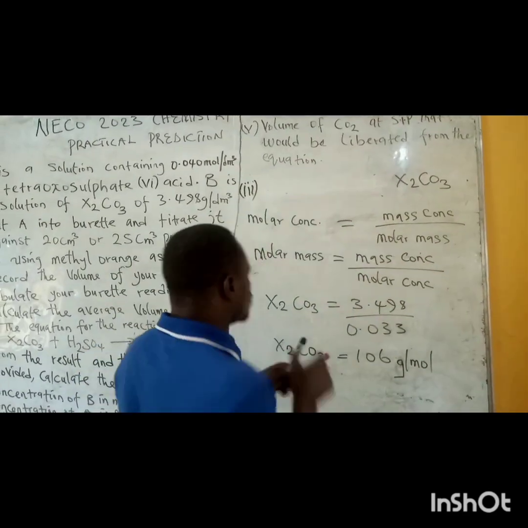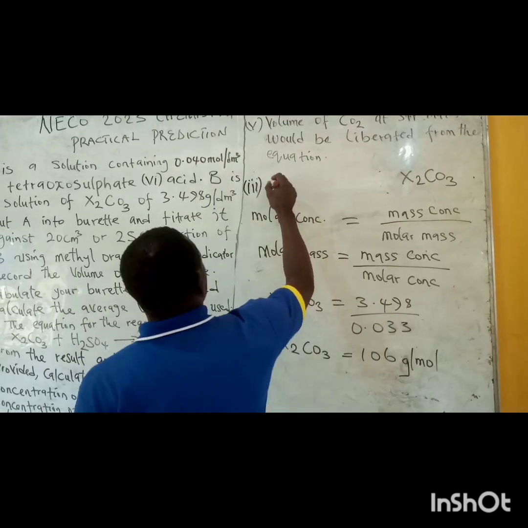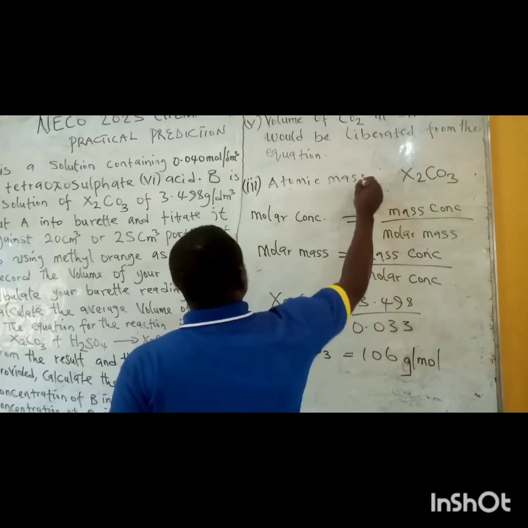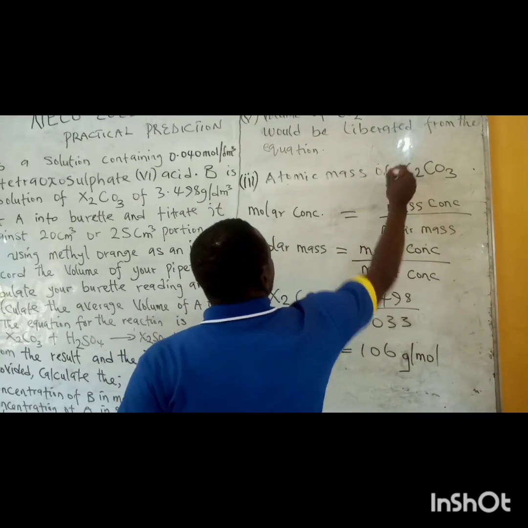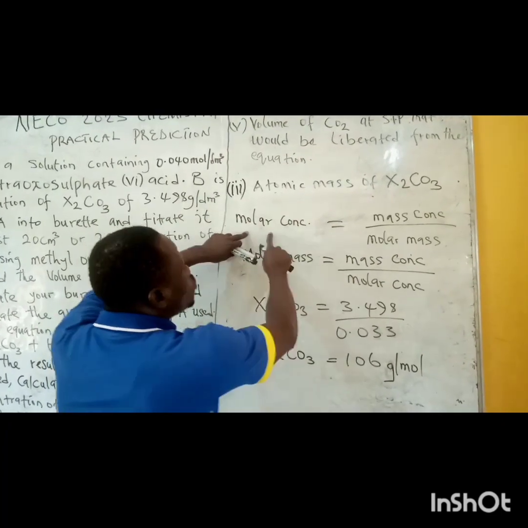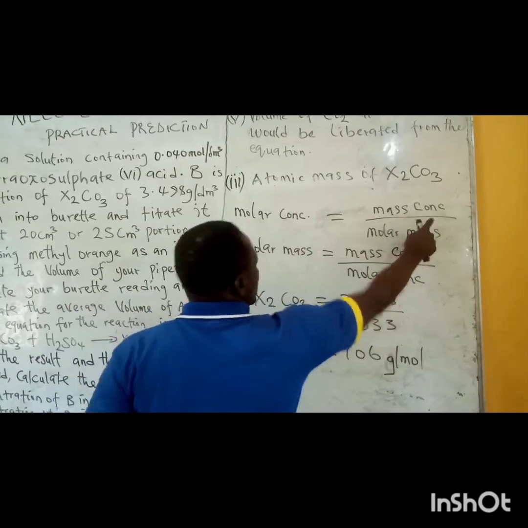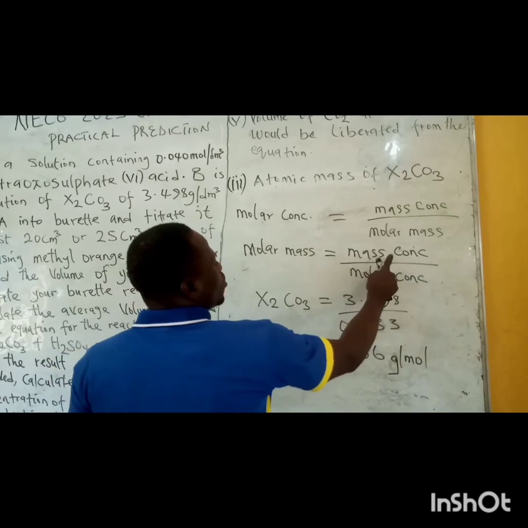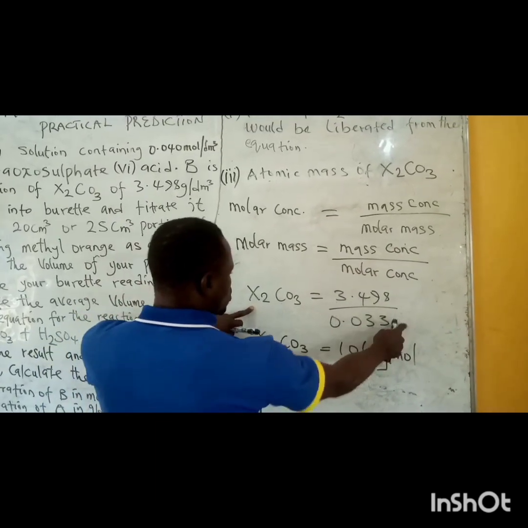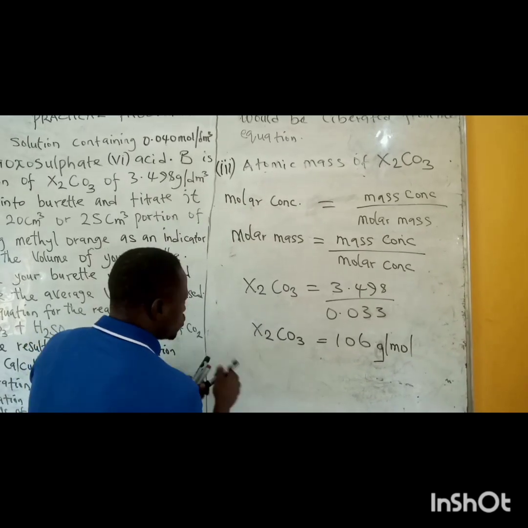We are only going to change this one and say the atomic mass of X. So what we are going to look at now is atomic mass. We use this formula: molar concentration is equal to molar mass. Molar mass now is equal to mass concentration over molar concentration. And this one is equal to this.